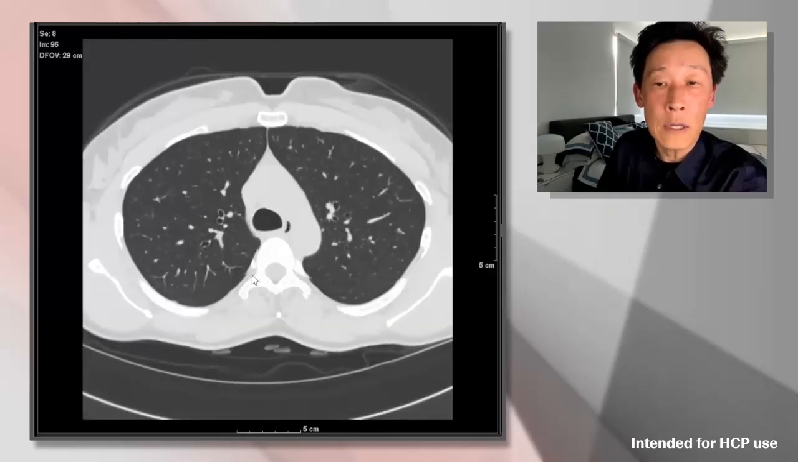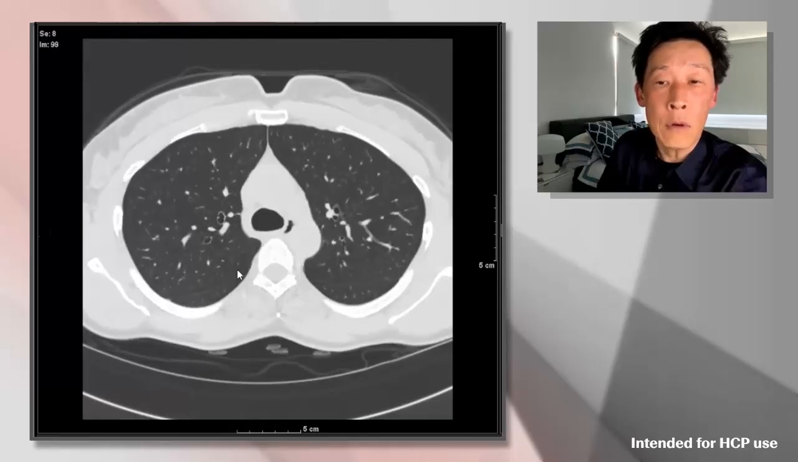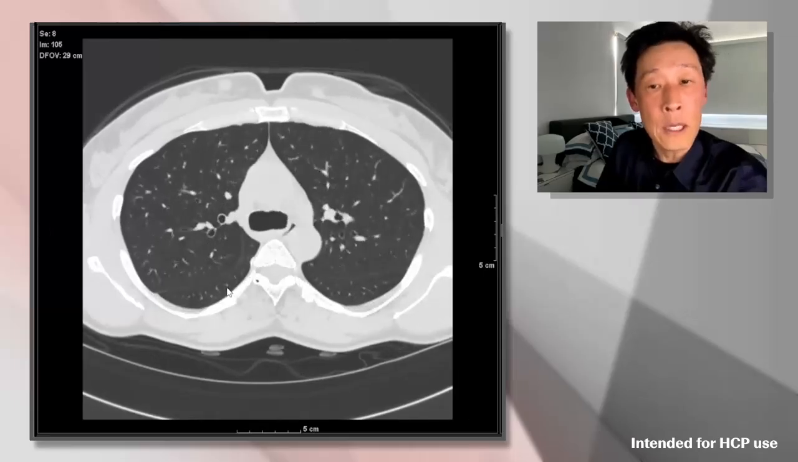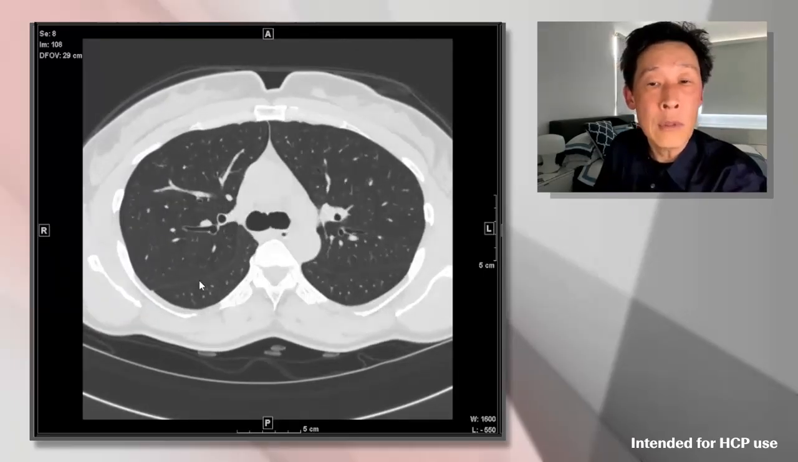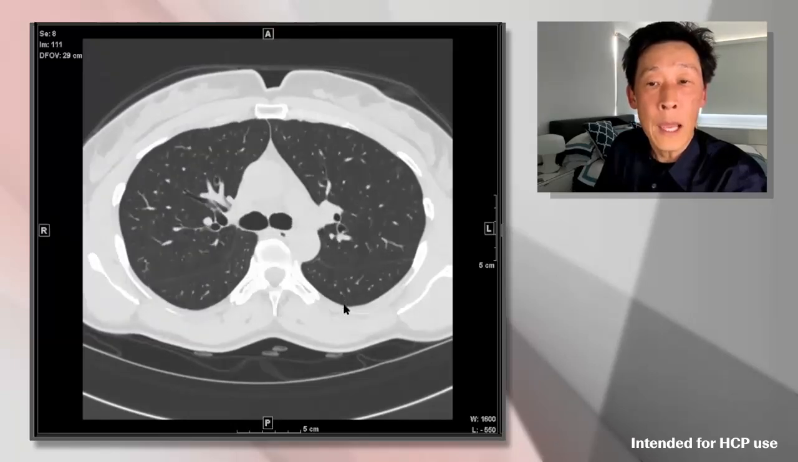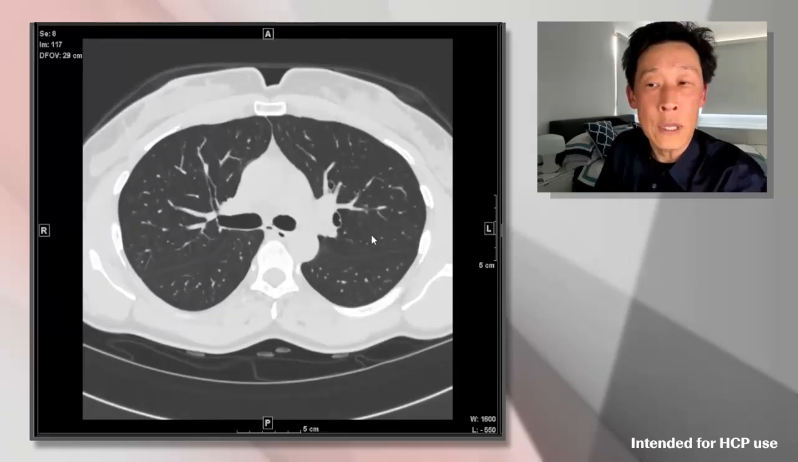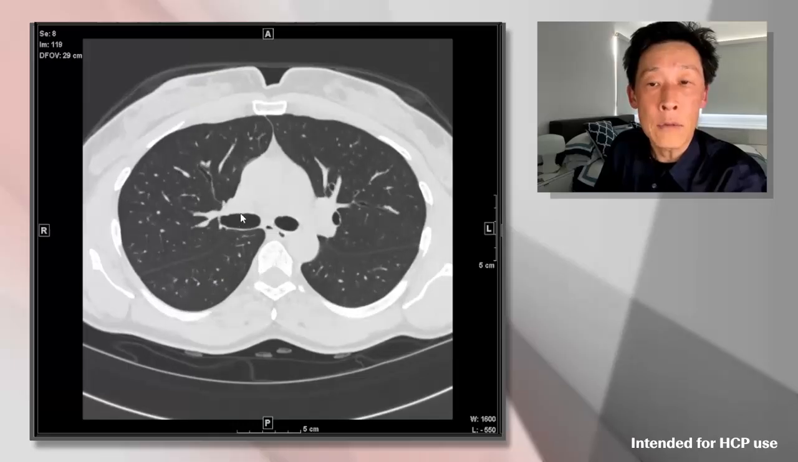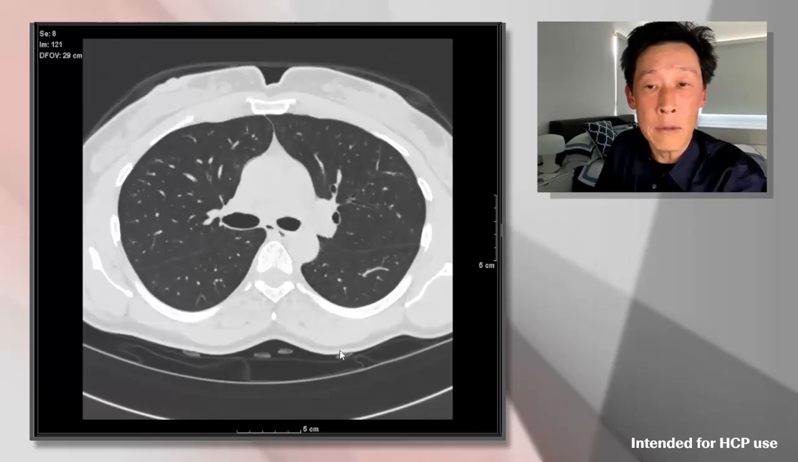As we move inferiorly, you see these linear structures appear, and these are known as the fissures. Here is the major fissure on the right, and here's the major fissure on the left. Now, as we scroll inferiorly, we can see the right lower lobe as well as the left lower lobe. The fissures are again dividing the upper lobe from the lower lobes. And again for orientation, we're at the level of the right mainstem bronchus and the left mainstem bronchus.